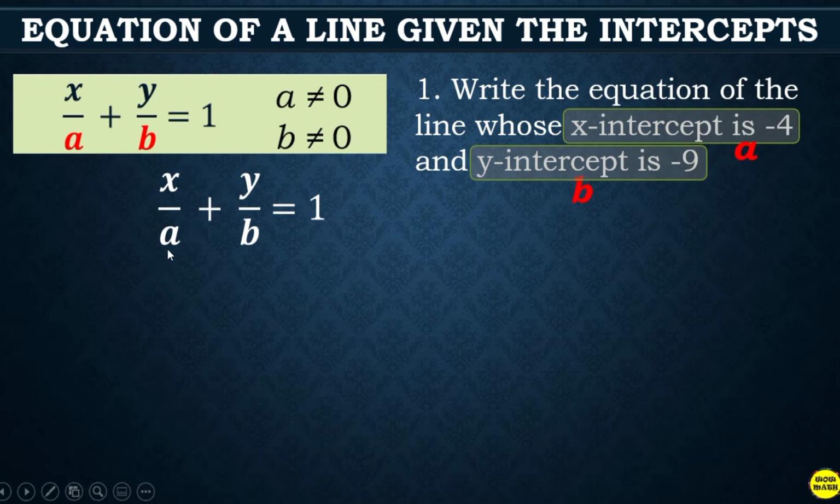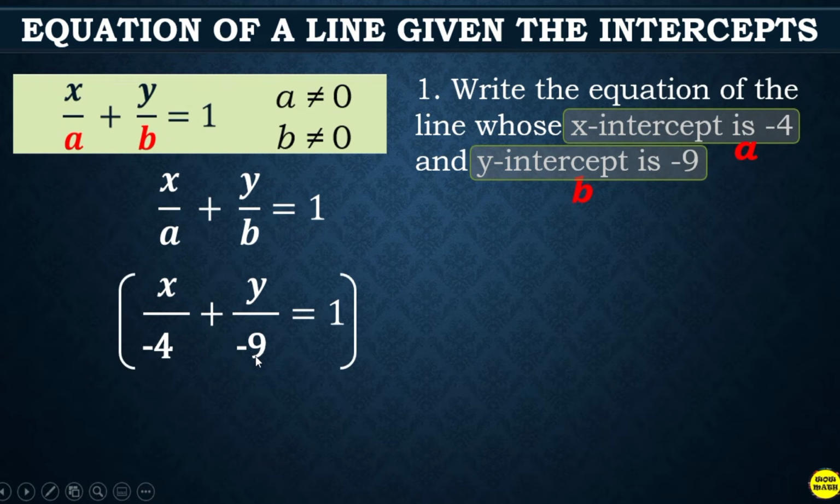Again, this is our intercept form. Okay, so your a, substitute lang natin. So what is your a? Your x-intercept, that is negative 4. And then your b, which is your y-intercept, that is negative 9. Okay, so paano natin to isusolve? So we will be using the LCD.